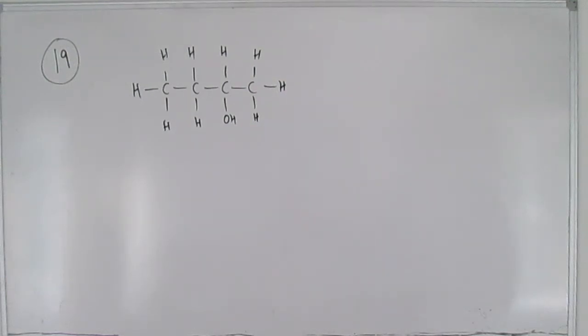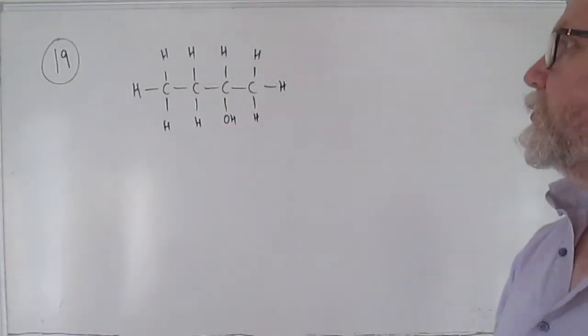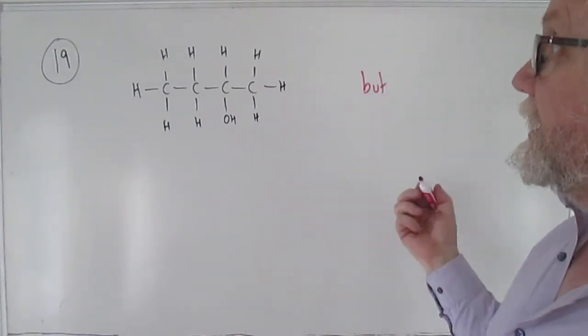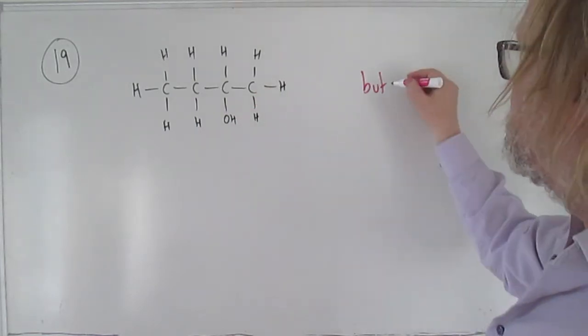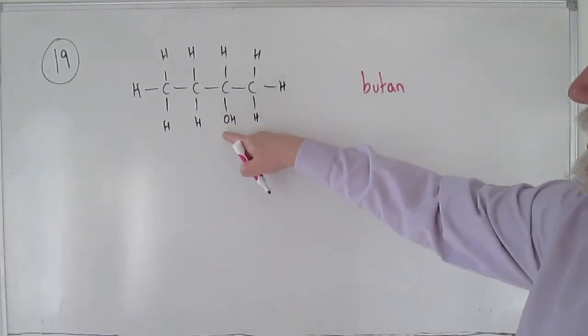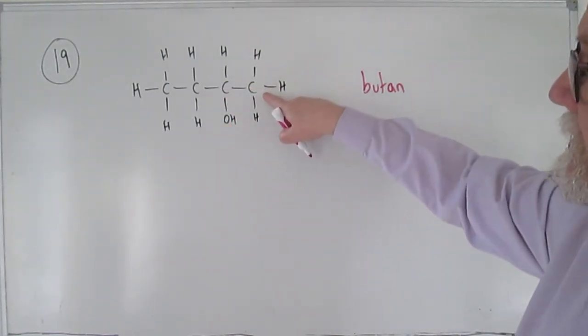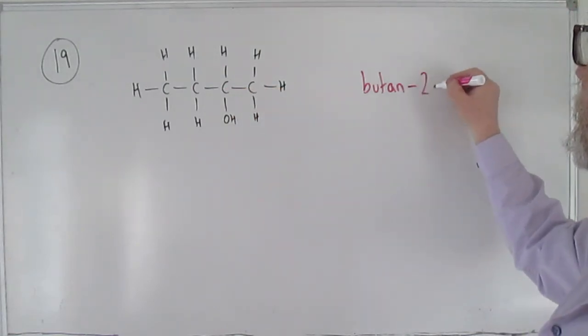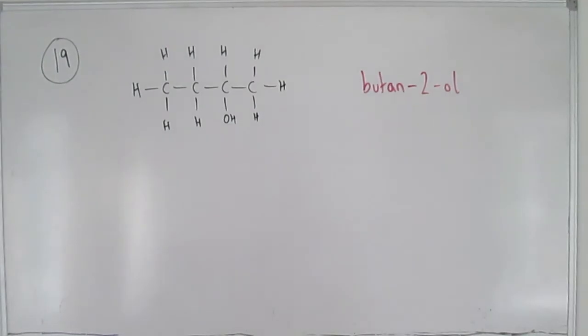Question 19 gives us a displayed formula just for a change, and asks us first of all just to name that compound and write down its molecular formula. So the name: got a chain of 4 carbons, so it's but-. It's not got any carbon-carbon double bonds, so it's a saturated chain, so we put an "an" in there. And it's got the OH group at carbon 2, starting to number at that end to keep the number as low as possible, so it's butan-2-ol is the name for that compound.